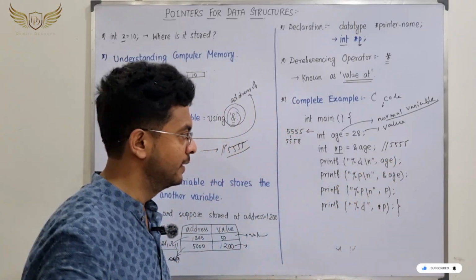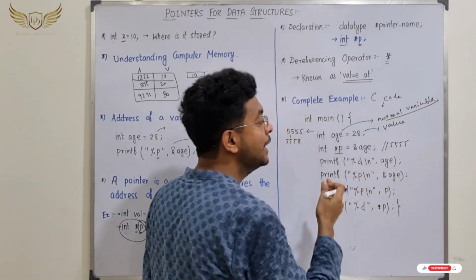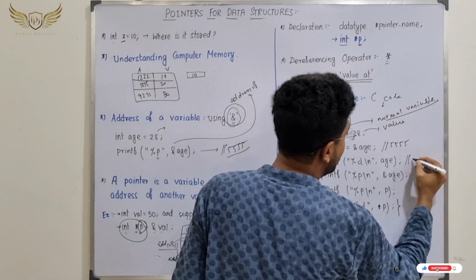Now if you want to printf percentage d, what is this backslash n? It simply means the next line. Printf percentage d age. What does it print? It will simply print the value present at age. You have already seen this. So this will simply print 28.